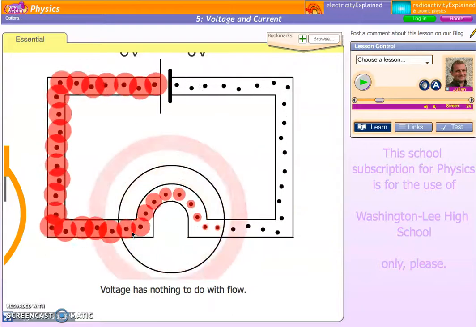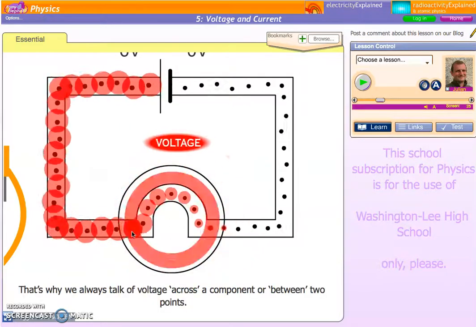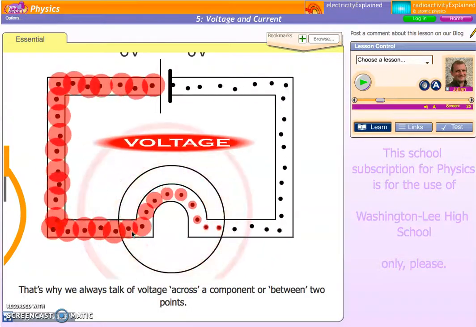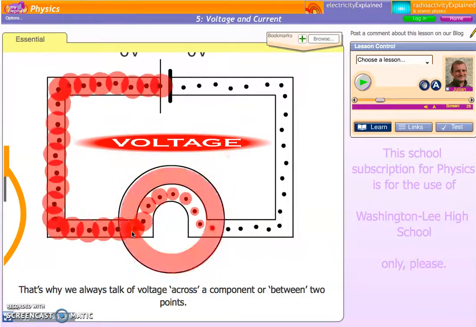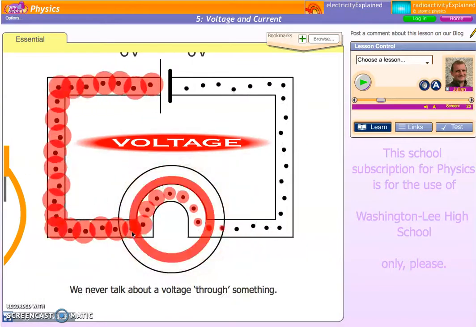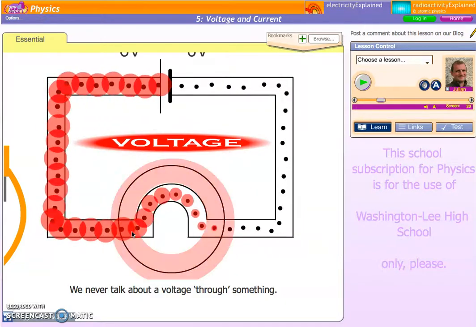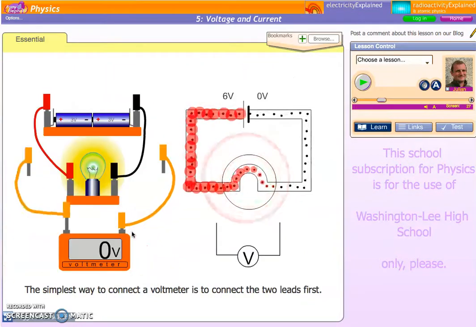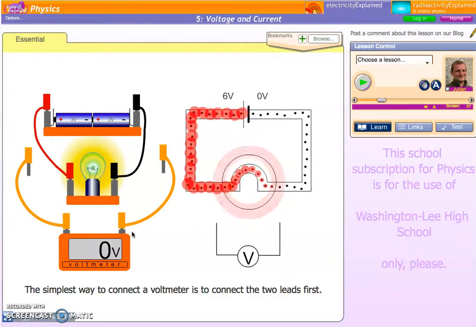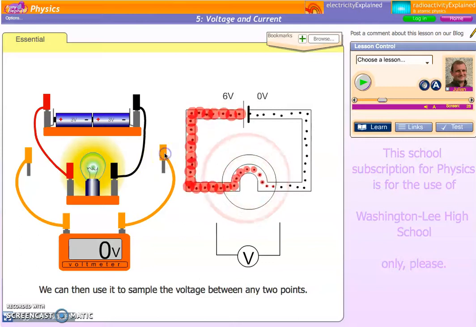Voltage has nothing to do with flow. That's why we always talk of voltage across a component, or between 2 points. We never talk about a voltage through something. The simplest way to connect a voltmeter is to connect the 2 leads first. We can then use it to sample the voltage between any 2 points.